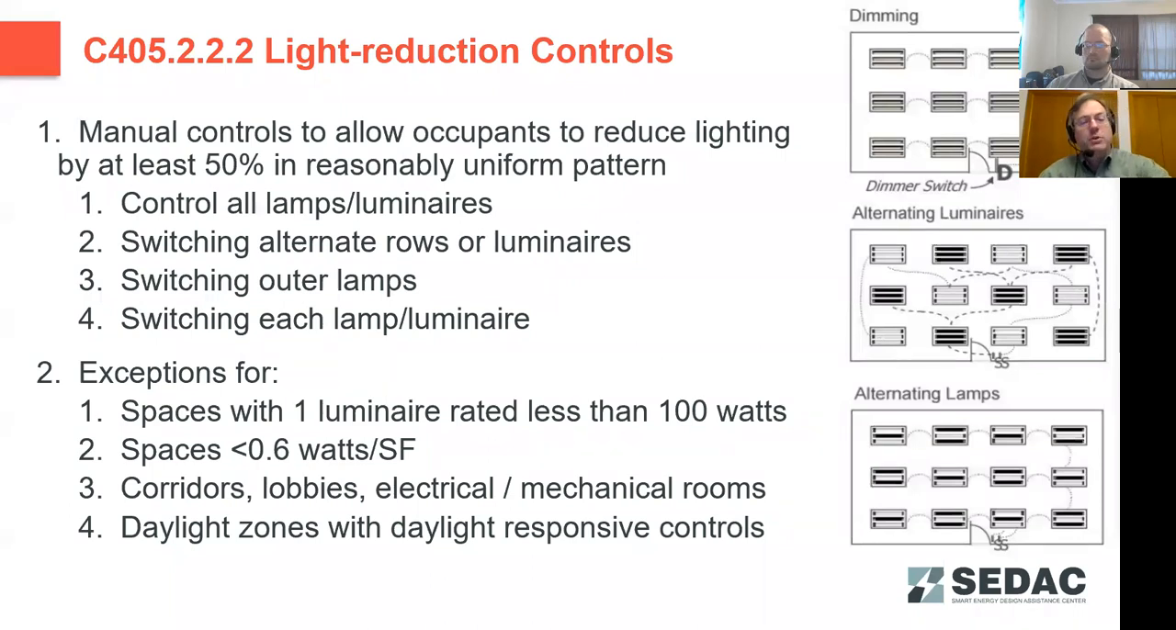Also, if you have time switch controls, then you have to have light reduction controls. So this provides manual controls for the occupants to reduce by at least 50%. Turning all the lights off is acceptable because that is at least 50%. So they do have some exceptions. So if you do have substantially efficient lighting, or low wattage intensity, spaces under 0.6 watts per square foot, then you don't have to have the light reduction controls in spaces with time switch controls.